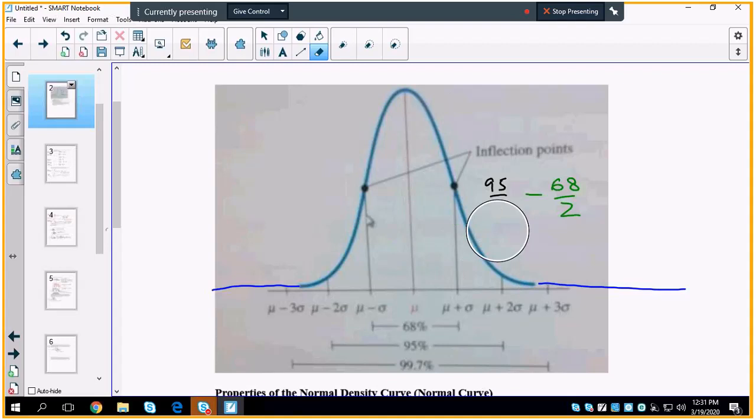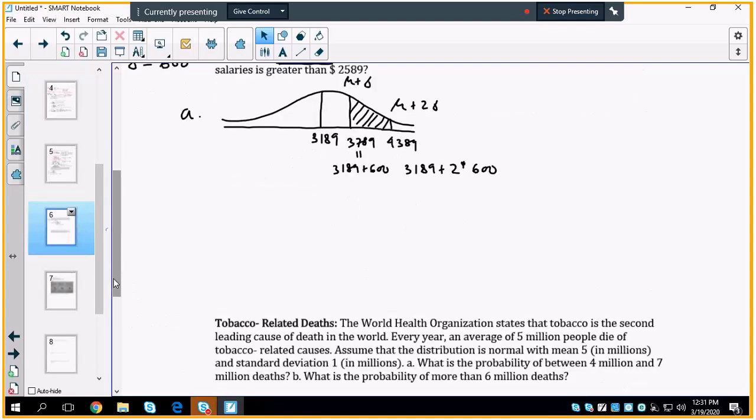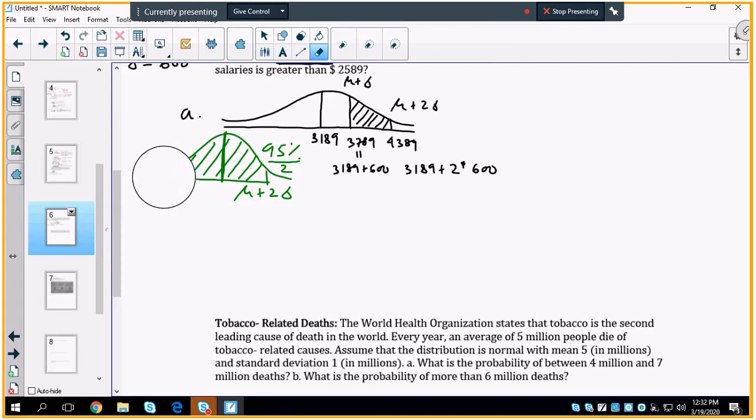So how did I solve this problem? By the empirical rule and a little bit of manipulation. I wanted the area between mu plus sigma and mu plus 2 sigma. I tell myself, if I have mu minus 2 sigma to mu plus 2 sigma, all of that region is 95%. So this entire thing is 95%. So half of it is 95% over 2. In this situation, I do not have this portion, just the half of it.